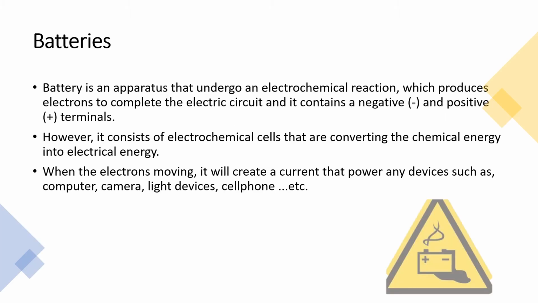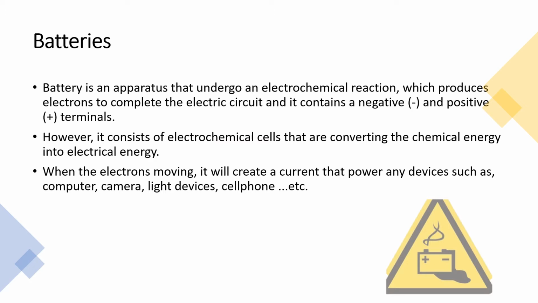Batteries are devices that undergo an electrical reaction and produce electrons to complete the electric circuit. Each battery contains negative and positive terminals. Depending on the type of battery, it consists of electrochemical cells, which convert chemical energy into electrical energy. When these electrons move, they create a current that powers devices, for instance computers, cameras, lights, cell phones, toys, and even heavy machinery like cars.